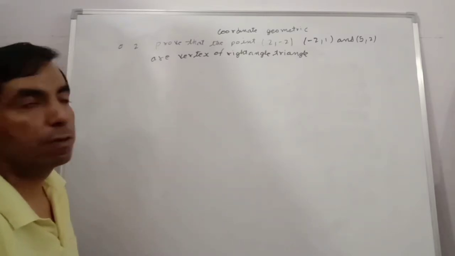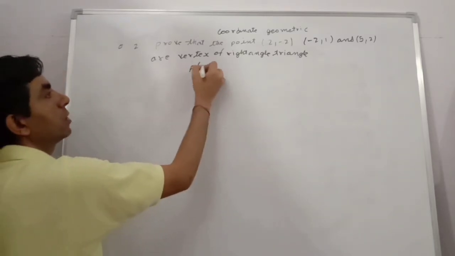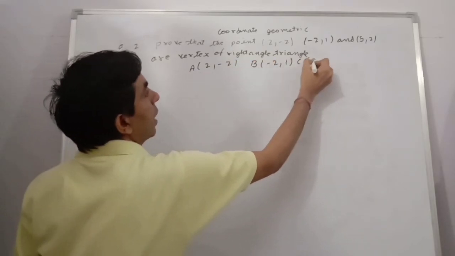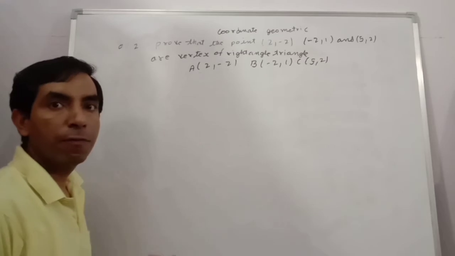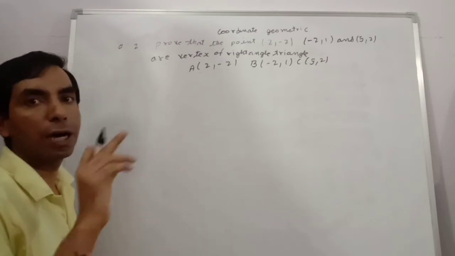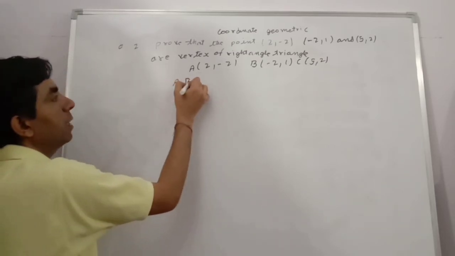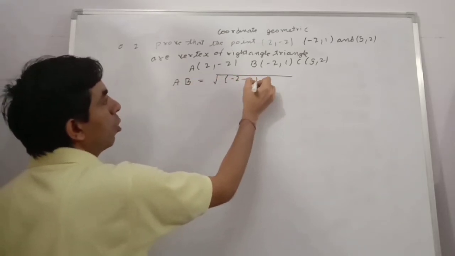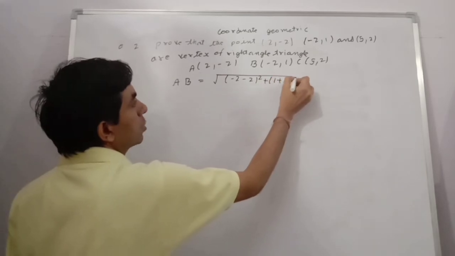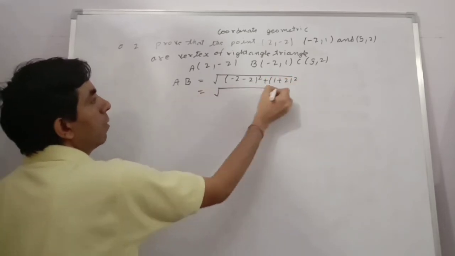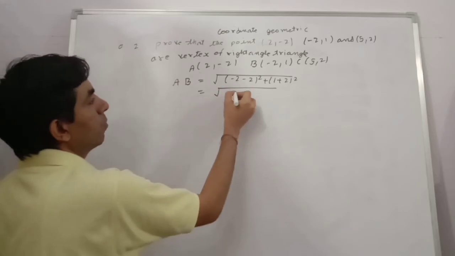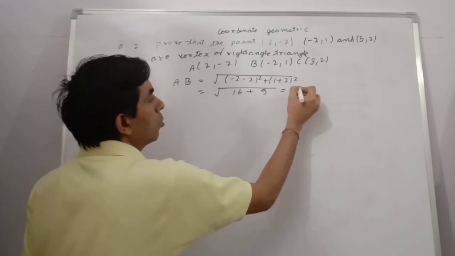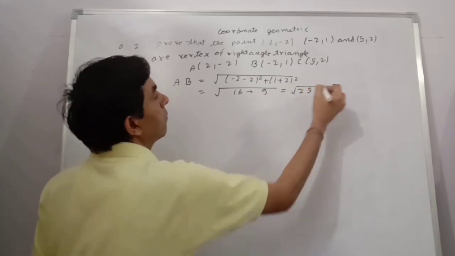So solving it, first we name all three points: A (2, -2), B (-2, 1) and C (5, 2). Here we find the distance of each point to all other points. So first I find the distance AB. AB equals root of (-2 - 2) whole square plus (1 + 2) whole square. Then we get (-4) square is 16 and 3 square is 9. Then we get root 25, which equals 5.